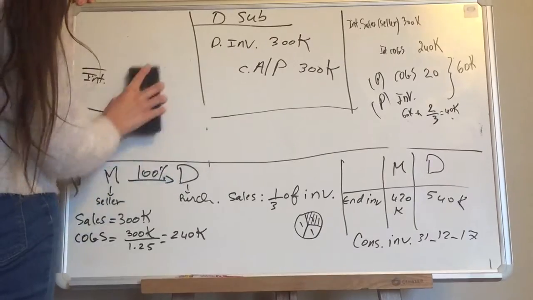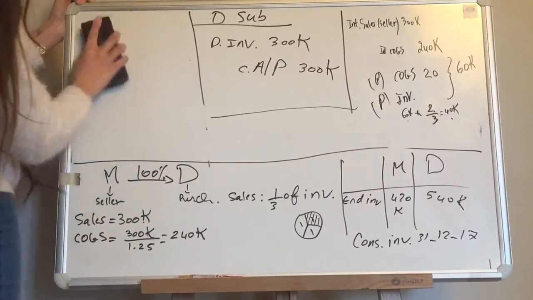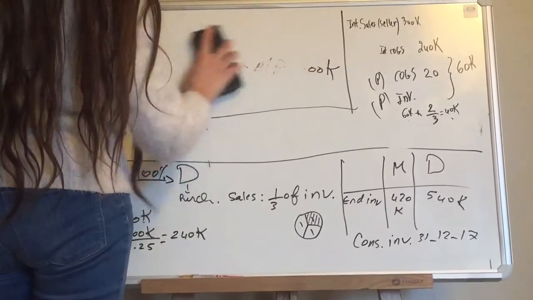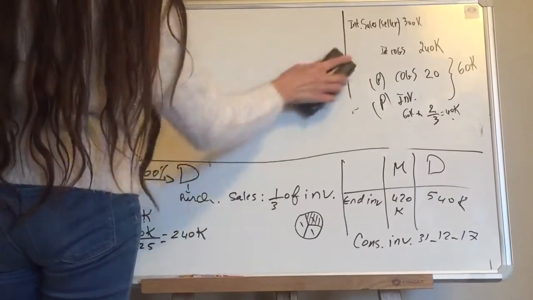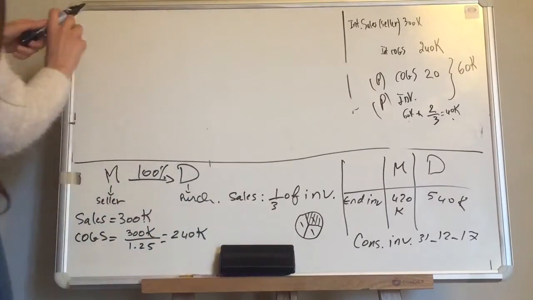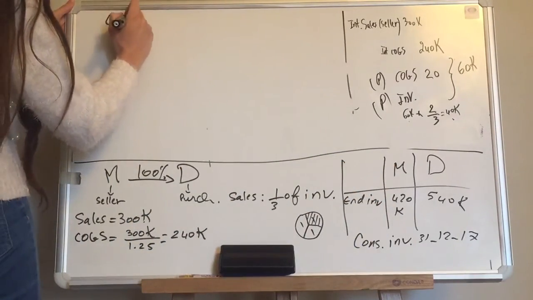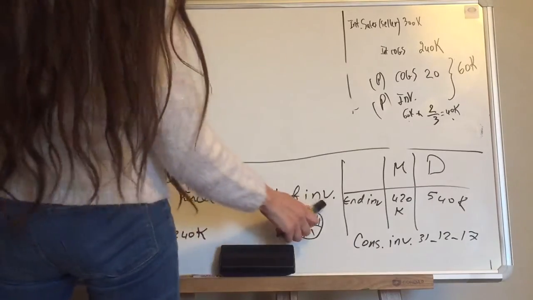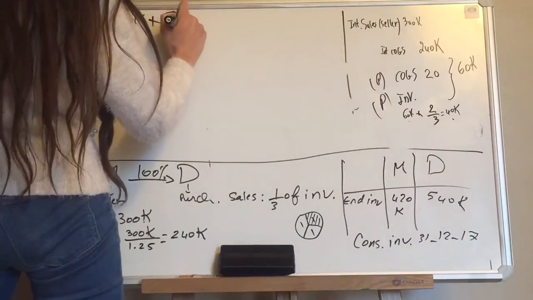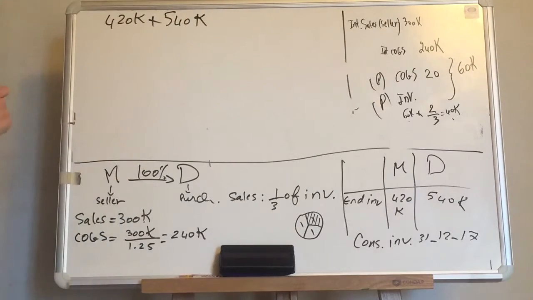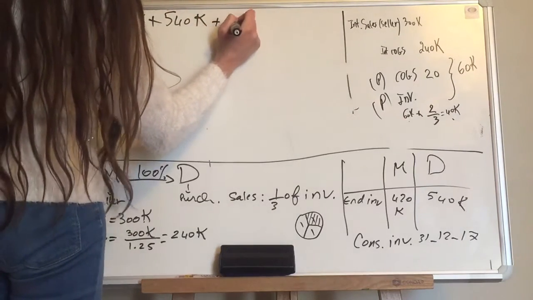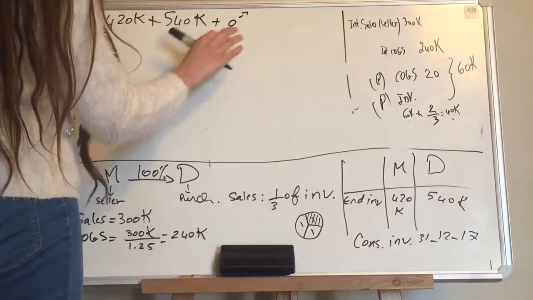Now we will calculate the consolidated inventory at year end. It's the inventory of the parent, Mira, 420K, plus the ending inventory of the sub, Daniela, 540K, plus the adjustment to fair value of the sub. They didn't mention anything about it, so I will not think about it in this specific case. I will put plus 0, just to remember that sometimes we have an adjustment to fair value.